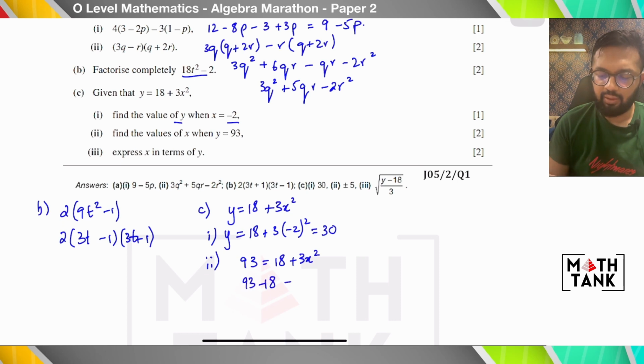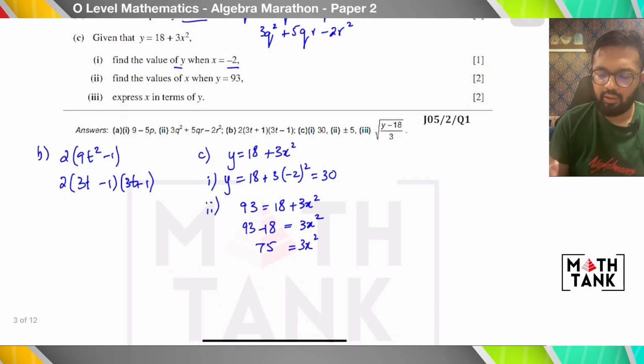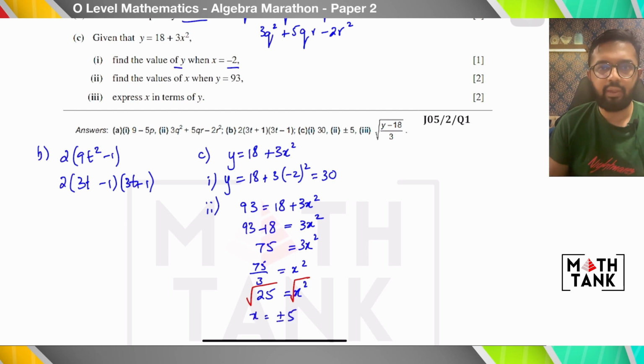Part 2, find the values of x when y equals 93. That's 93 minus 18, which gives me 75. Then 75 divided by 3 gives you 25. In order to remove the square, you take a root on both sides. That leads to a plus minus. So my answer is plus 5 or minus 5. Both will give me the correct answer.